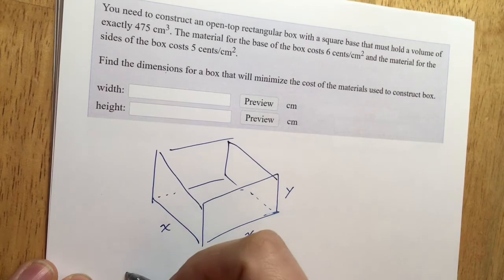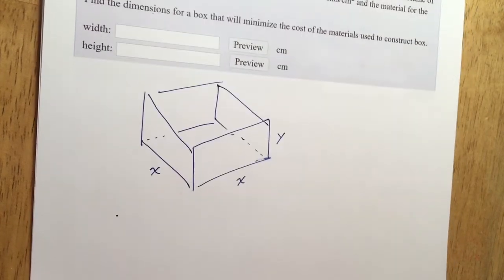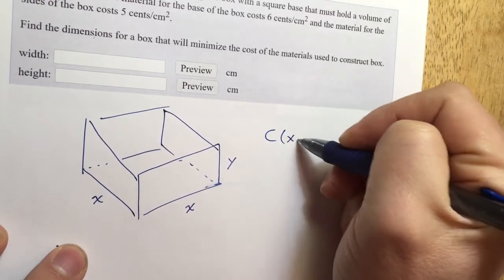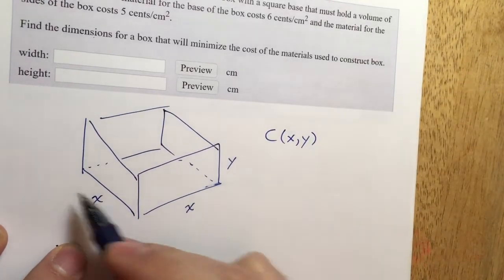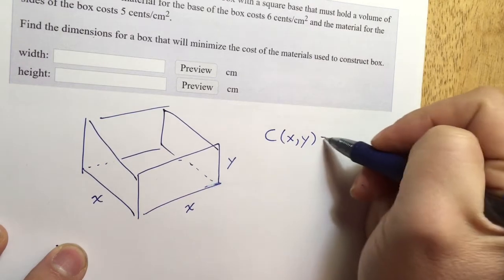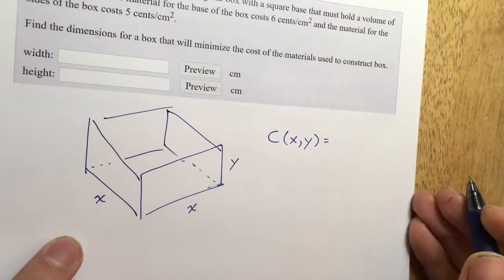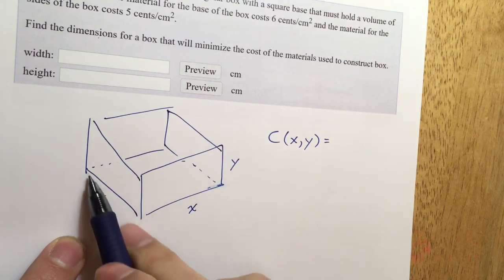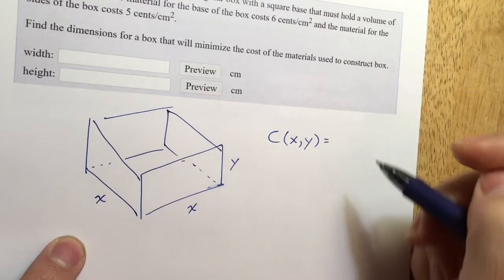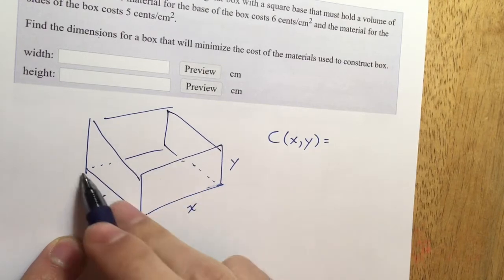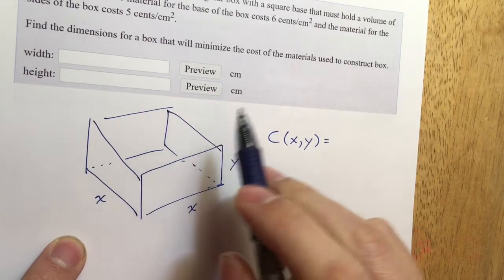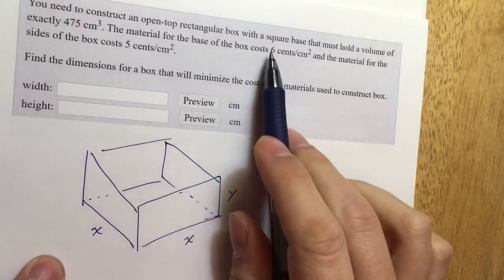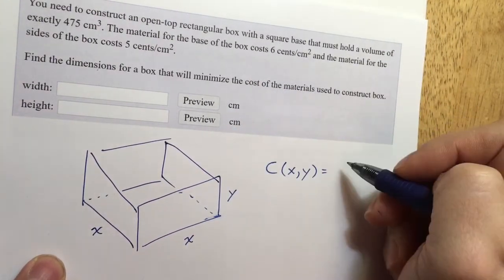So let's write down a function that describes the cost of this box. It's going to depend on the size of the box, so it'll depend on x and y. The cost function will depend on the area of the base. The area of the base is x squared, and the cost for the base is 6 cents per square centimeter. So it's going to be 6x squared.